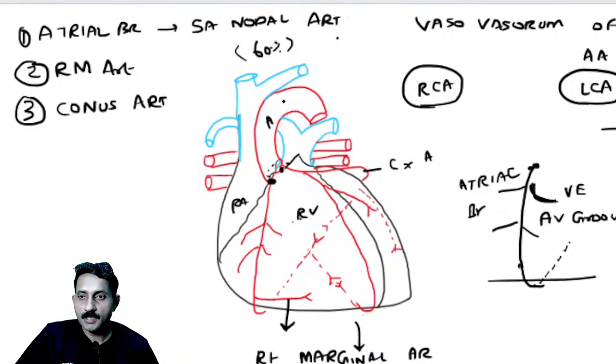Okay, now this is the right marginal artery. So these are the main branches of this. We also have the AV nodal artery. Sometimes it will give a branch to the AV node also. This is called the AV nodal artery.